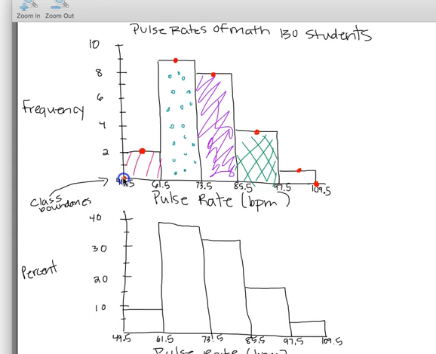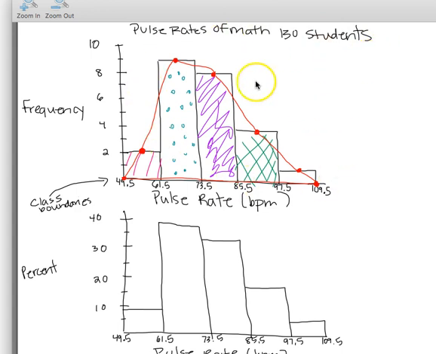Then all we do is connect the dots. Connect the first point to the second point. Connect the second point to the third point. Again, we're not doing a line of best fit here, we're just playing connect the dots. Now, the final connection is along that horizontal axis. So what we've created here is a polygon. It's closed, it has all segments for its sides, and it has vertices. So this would be a frequency polygon for the pulse rates of Math 150 students.